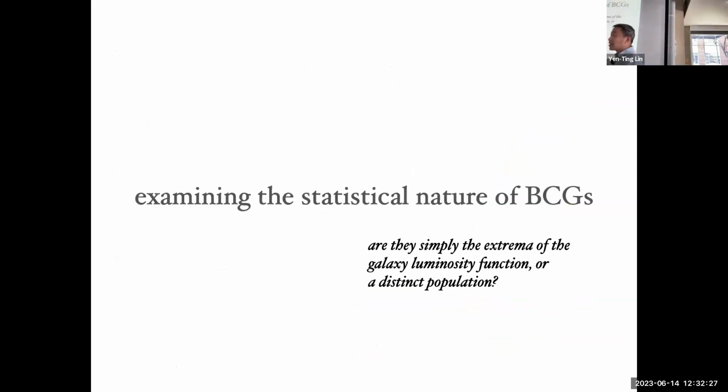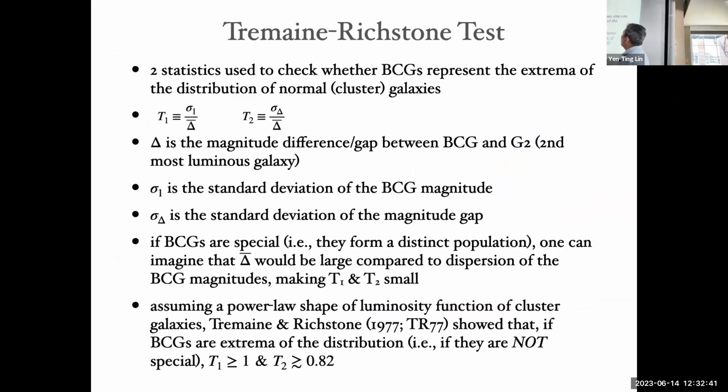So let's first examine how special BCGs are. Are they simply the extrema of the galaxy luminosity function, or are they a totally different population themselves? For this, we will use the Tremaine-Richstone test. Basically, TR devised two statistics that can be used to check whether BCGs represent the extrema of the distribution of the normal cluster galaxies.